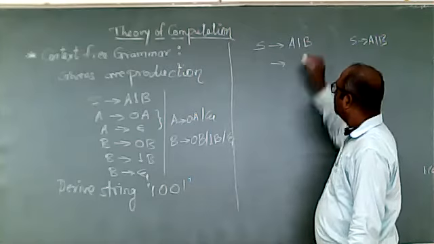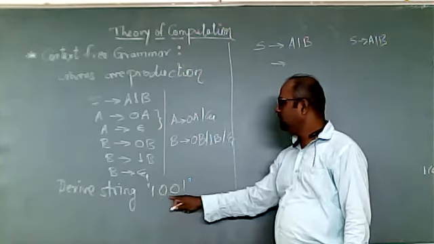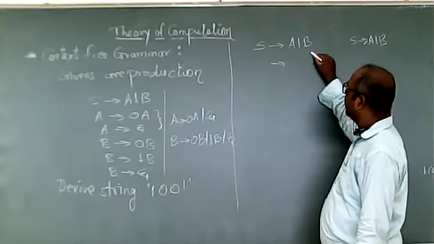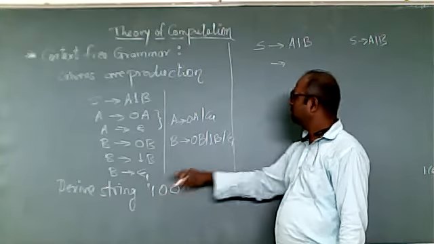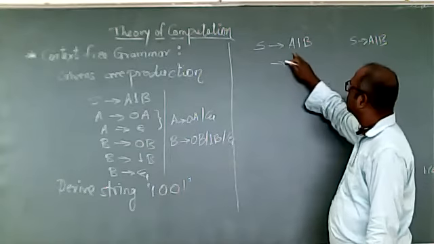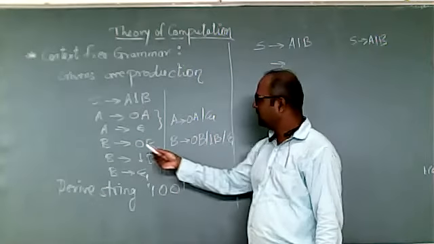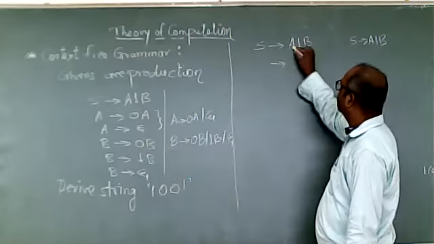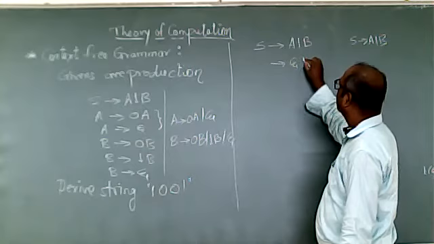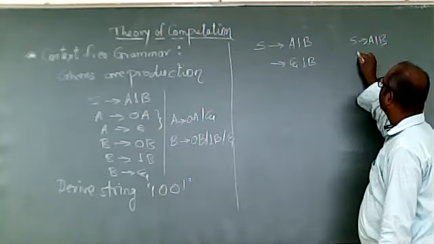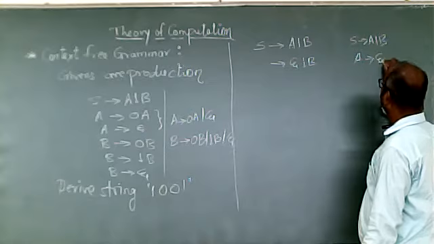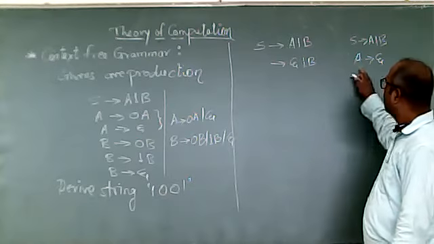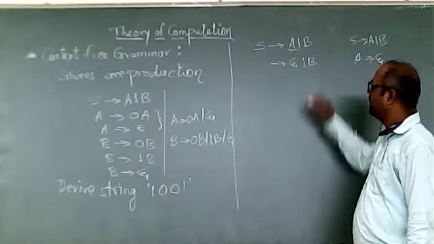Now this A1B, what string do I want? 1001. So 1 is there. After that I want 001. So A, I don't want A. Can I reduce the A? If I'm checking, A produces epsilon. This production I can use. So instead of A, I can write epsilon 1B, where A tends to epsilon. With the help of this, I have reduced this variable A to epsilon.